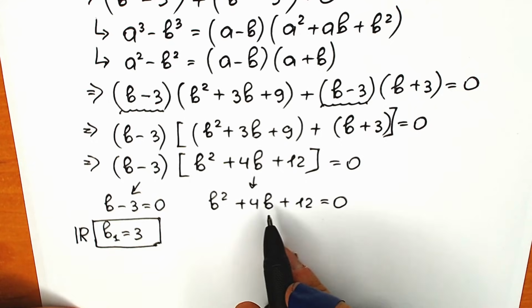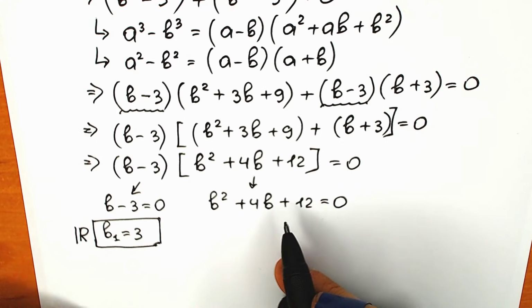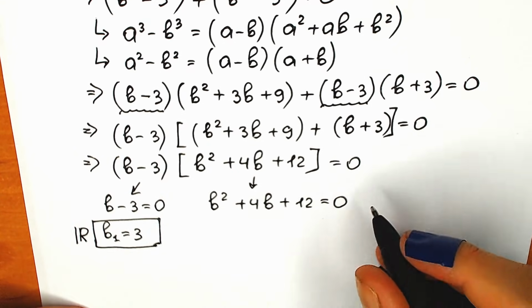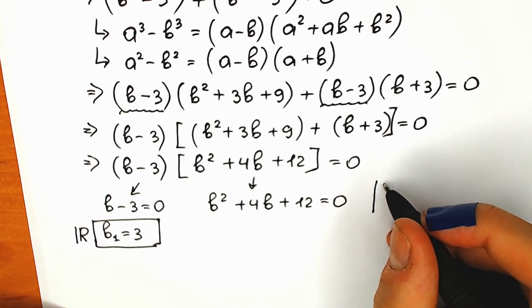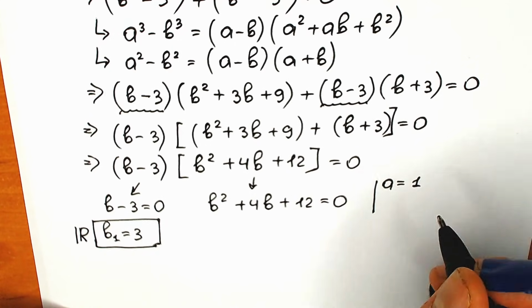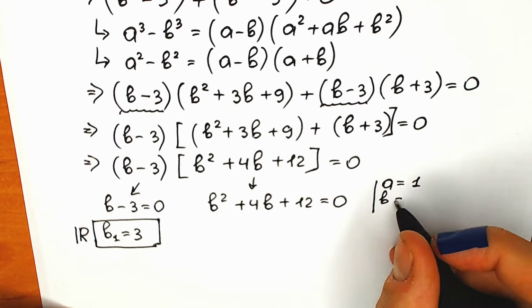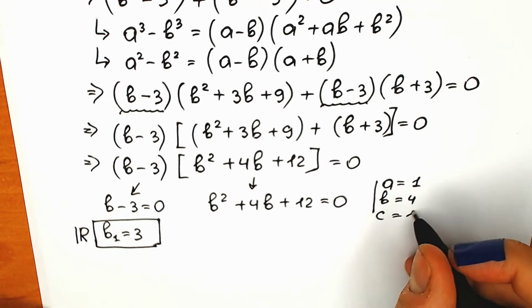b squared plus 4b plus 12 equal to 0. Every time I have this quadratic equation, from my perspective, and this is also up to you how you prefer solving this type of question, I prefer to start with the discriminant, with the basic method of coefficients. So we have a equal to 1, and b, I hope you understand that this is our second coefficient, b equal to 4, and c equal to 12.